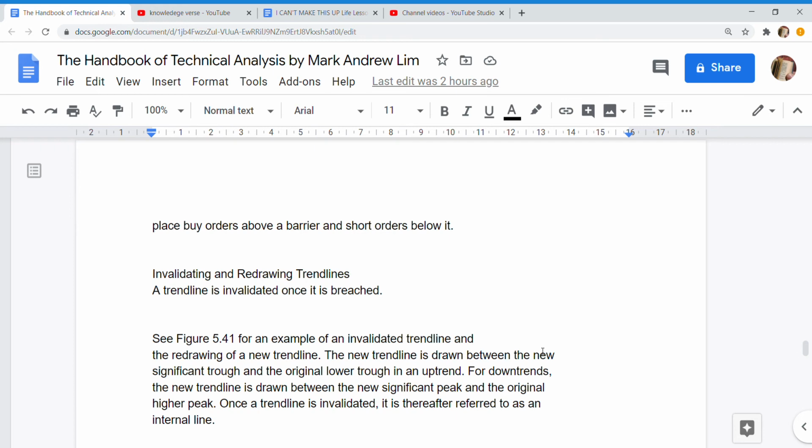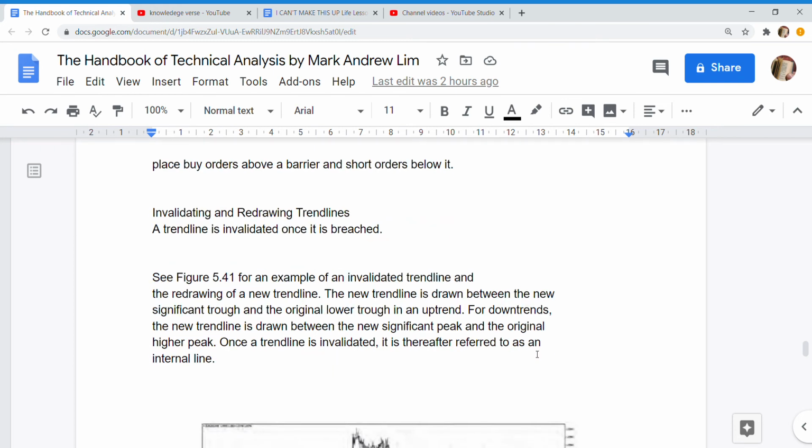A trend line is invalidated once it is breached. See figure 5.41 for an example of an invalidated trend line and the redrawing of a new trend line. The new trend line is drawn between the new significant trough and the original lower trough in an uptrend. For downtrends, the new trend line is drawn between the new significant peak and the original higher peak. Once a trend line is invalidated, it is thereafter referred to as an internal line.